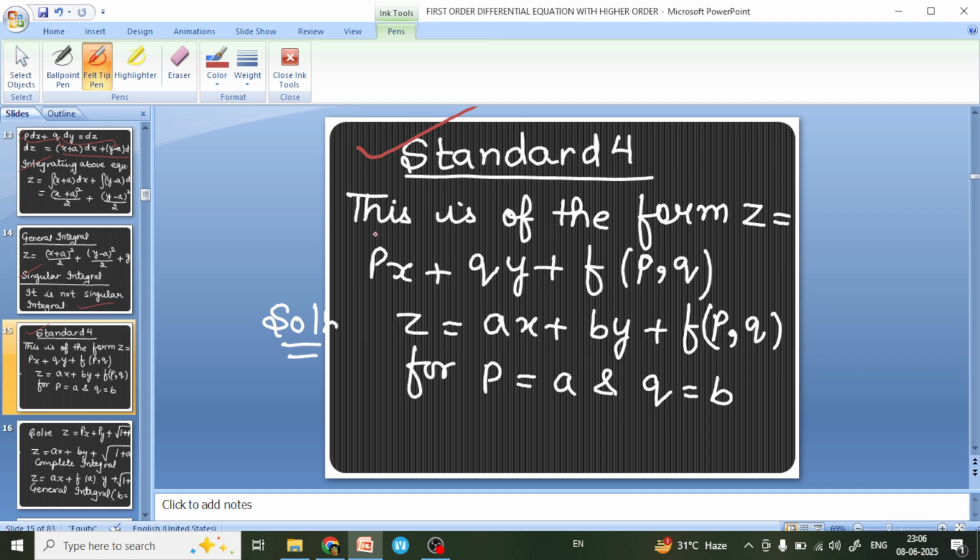Standard 4: when the given equation is in the form z is equal to px plus qy plus f of p comma q, then we implement standard 4. For example, we will solve this equation like this: z is equal to ax plus by, where we take p's place value a and q's place value b, plus function of p comma q. P is equal to a and q is equal to b.